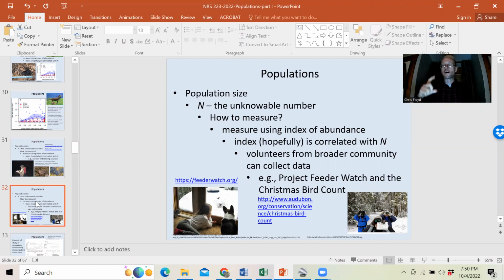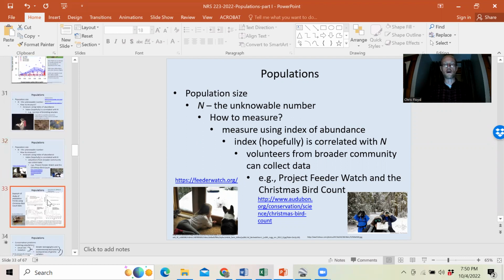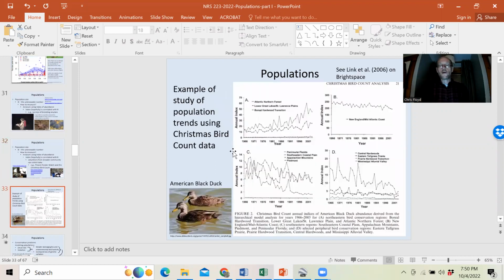They have it as an index. So if the population of a particular species is increasing, you should detect that. If it's decreasing, you should be able to detect that from your data. For example, we know using the Christmas Bird Count data, which is a biased survey done by the public over the holiday period, that populations of American black duck in some parts of the nation have decreased over the decades.